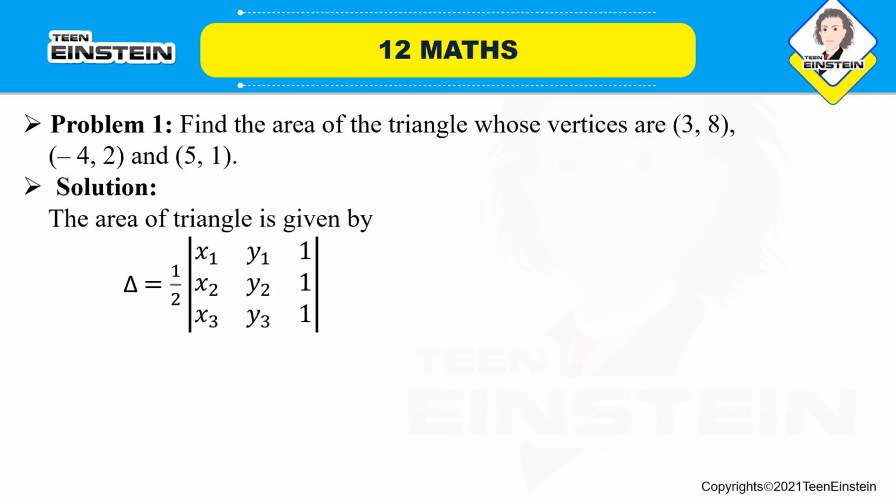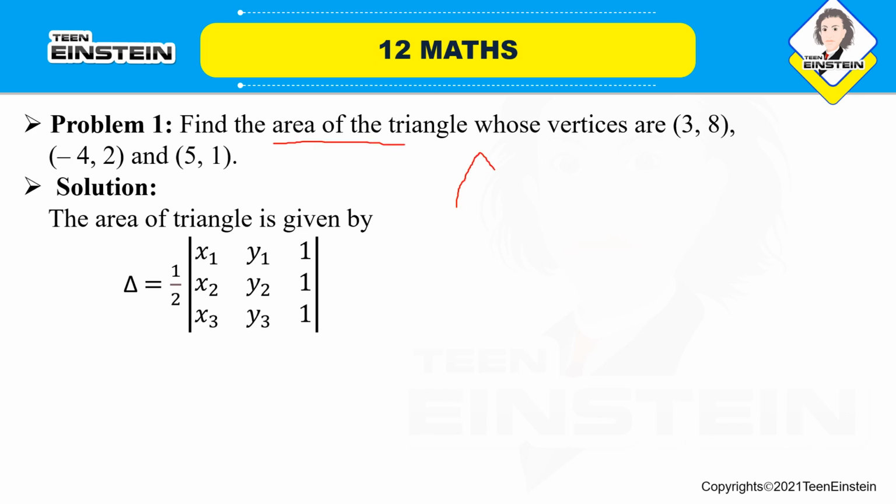Now I move on to the problems. Problem number 1. Find the area of the triangle whose vertices are 3, 8, minus 4, 2 and 5, 1. So here we are going to find the area of the triangle.